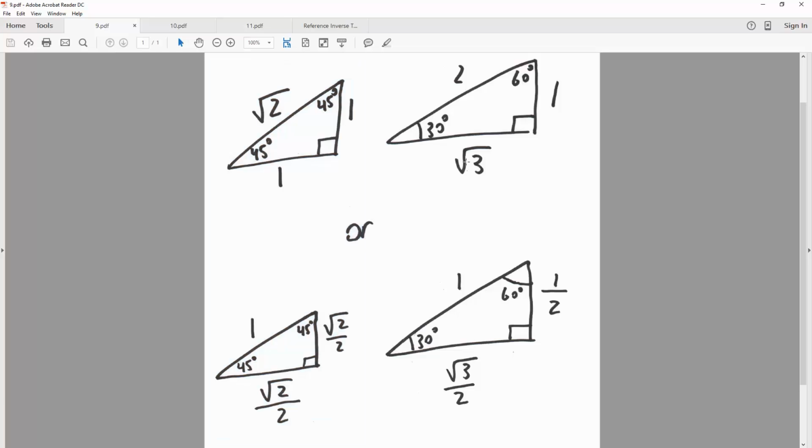Next, we want to do the special triangle 30-60-90. And for that, this is what we have, one option. The side opposite the 90 would be 2, the side opposite the 30 would be 1, and the side opposite the 60 would be the square root of 3.